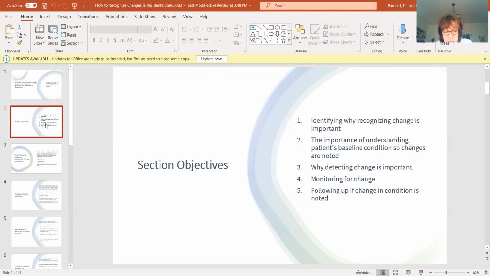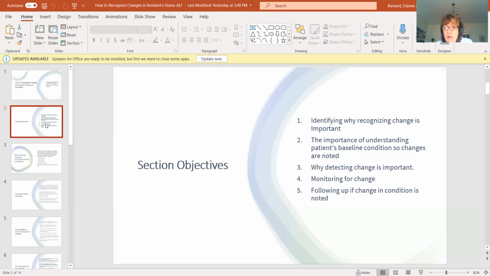So the objective for this section, which is about a half hour long, is identifying why recognizing change is important, the importance of understanding patient baseline conditions so changes can be noted, why detecting changes is important, and monitoring for change and following up if change in condition is noted.